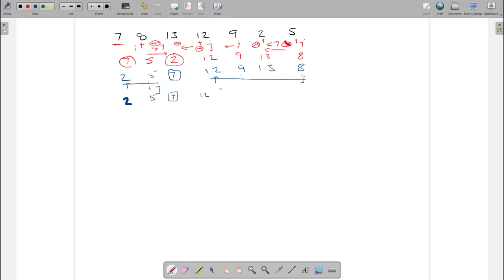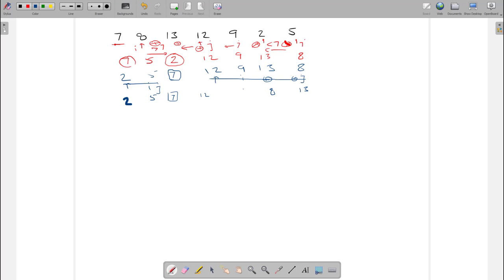9, is it greater than 12? It is not. 13, is it greater than 12? Yes, it is. So we have to stop at 13. We'll proceed with J. Is 8 less than 12? Yes, it is. So we have to stop here and we interchange this. So 8 comes here and 13 comes here.